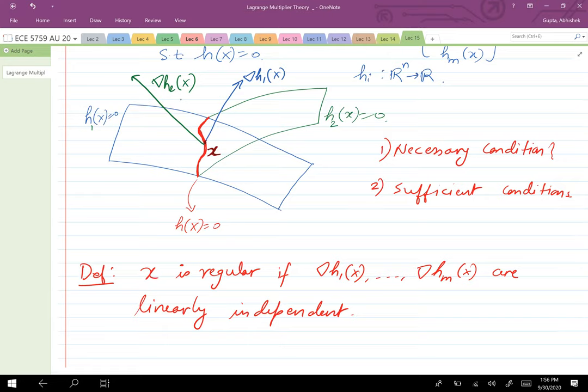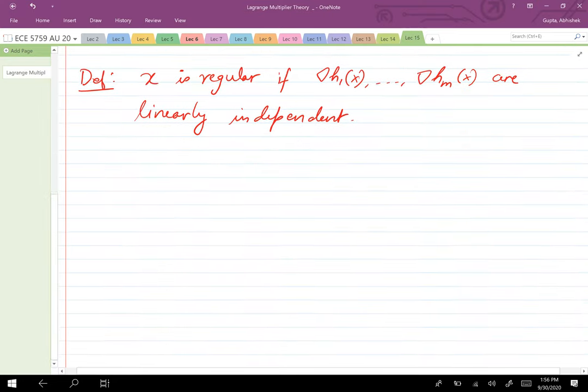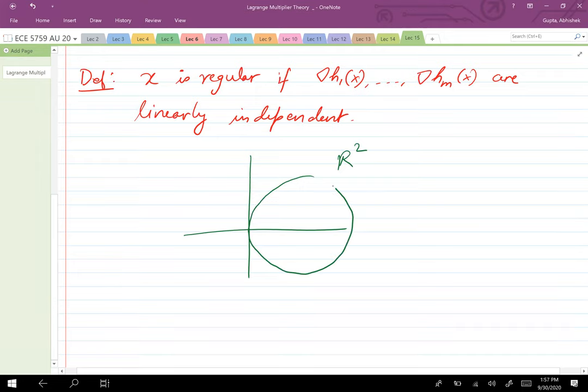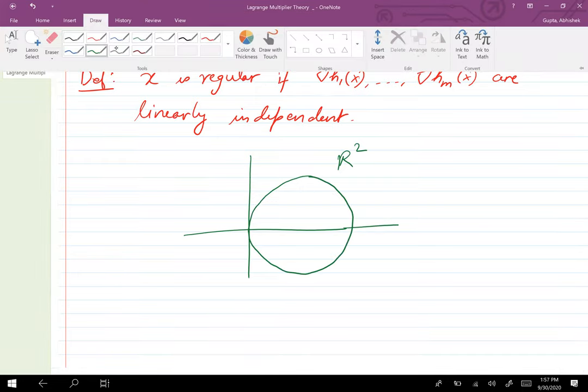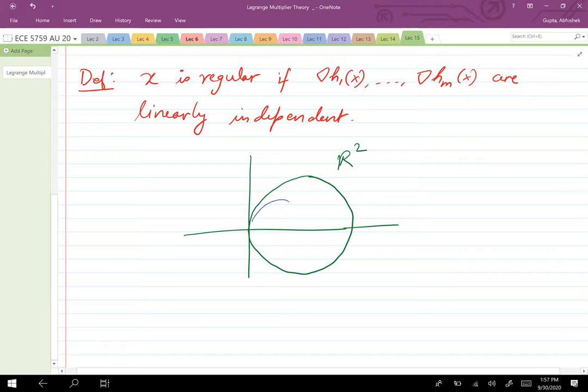So let's look at a situation where we have a non-regular point. I have my R2 and I have one circle. And I'm going to draw a smaller circle inside it. And these two circles are touching exactly at this point. So there is only one feasible point, which is this point. This is the only point x where the two constraints are valid. So this is h1(x) equal to zero. This is h2(x) equal to zero.